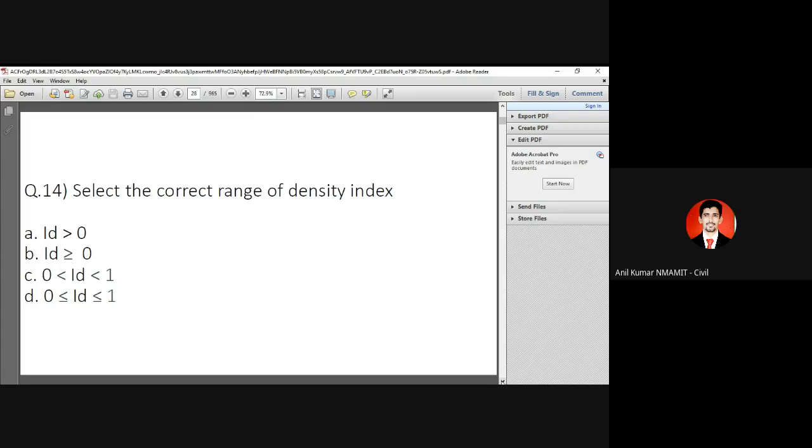Next, yeah, this is what we have studied. Select the correct range of density index: ID is greater than 0, ID is equal to or greater than 0, ID is between 0 and 1, or ID is greater than or equal to 0 and less than or equal to 1. Which is the answer for this ID value, that is relative density value? It's a slightly tricky question, right? Okay, whatever, try this. ID value, I told you that time, it is e max minus e divided by e max minus e minimum.